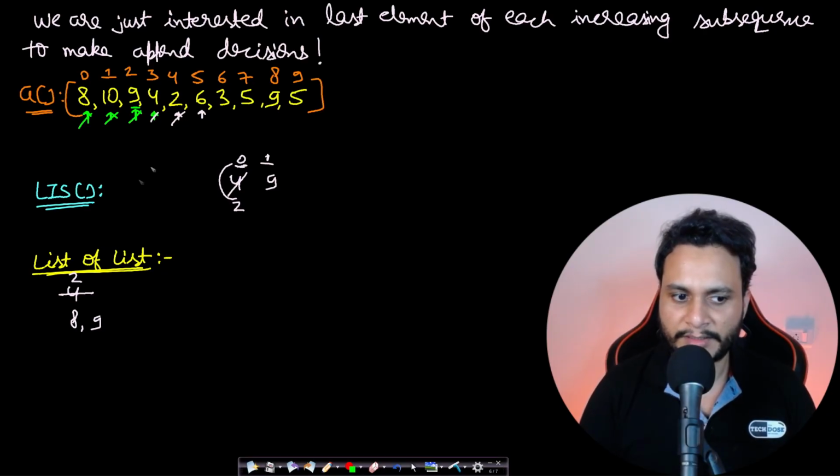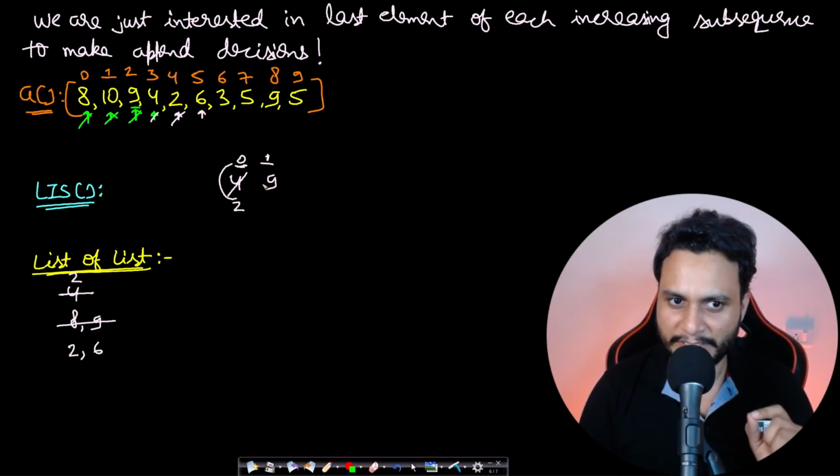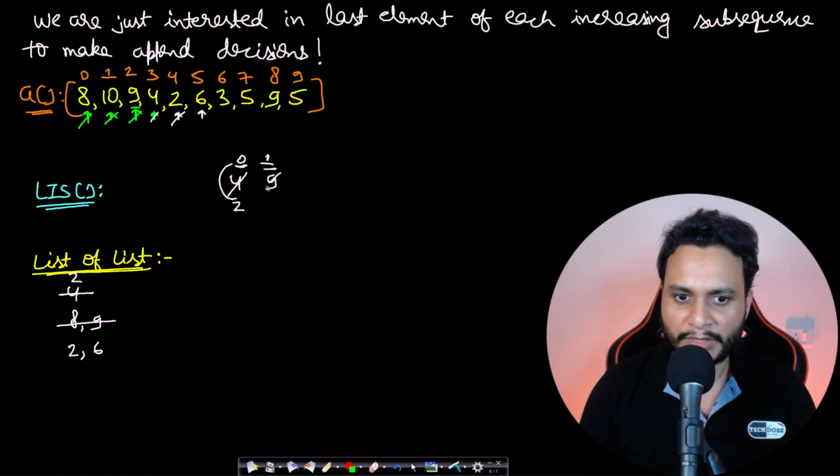When you see 6, then in the list of list you will be appending it after 2, and that makes it 2 comma 6. Now there are 2 lists of the same length, so 8 comma 9 will be discarded. In the single dimensional array, you find the first element which is greater than equals to 6 by applying lower bound, and simply that will be index 1. So you have to replace this with 6 simply.